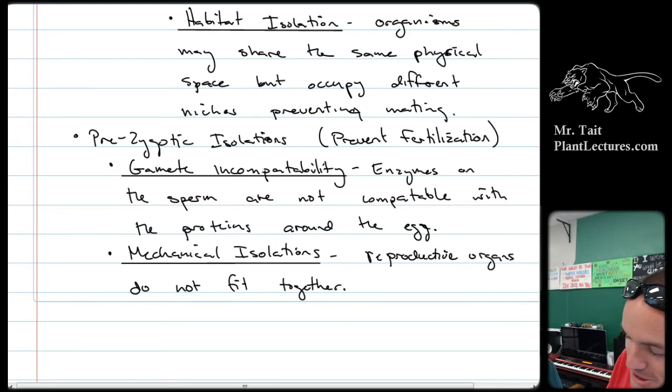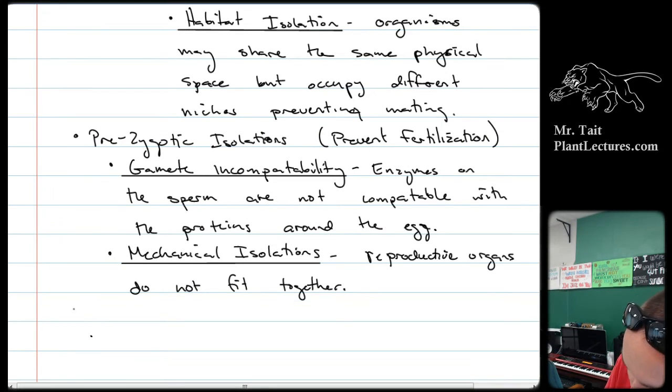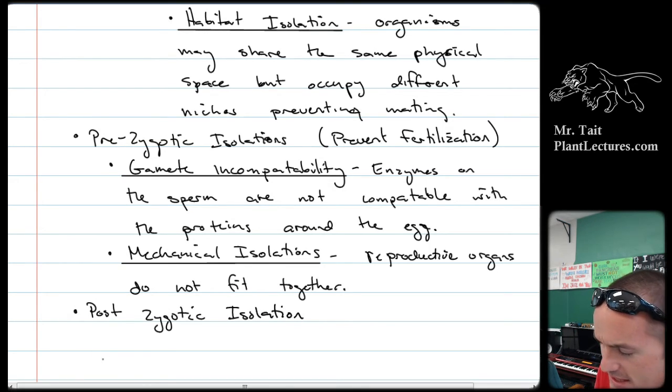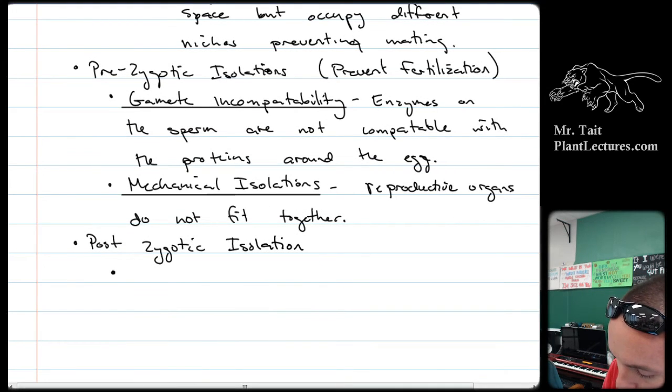All right, so these are pre-zygotic. Let's talk about post-zygotic isolations. So this is if a zygote was able to form. So mating happened, fertilization happened, and now there's a zygote.